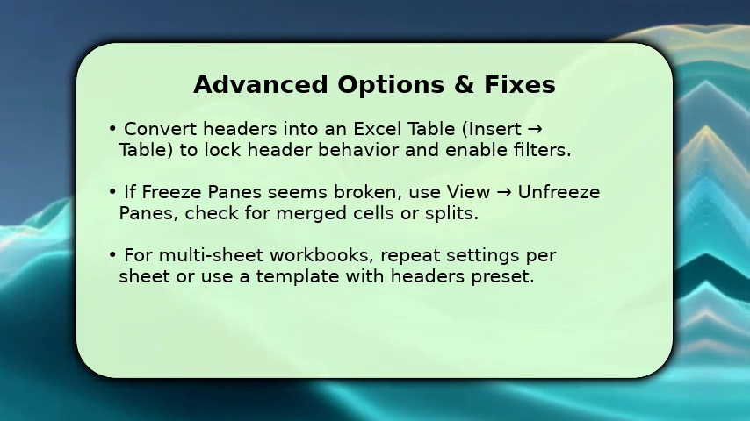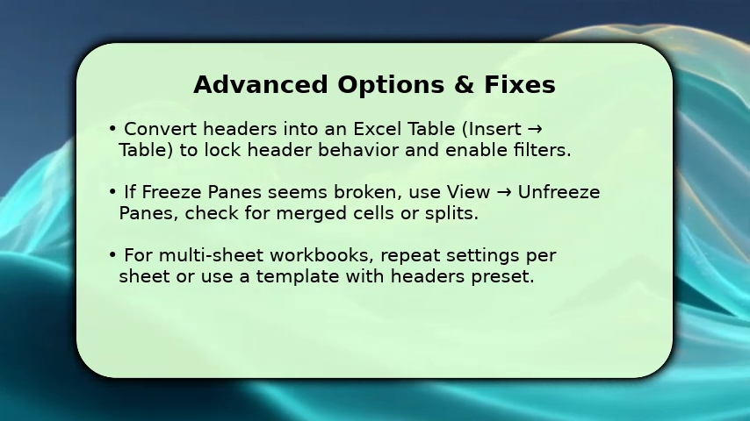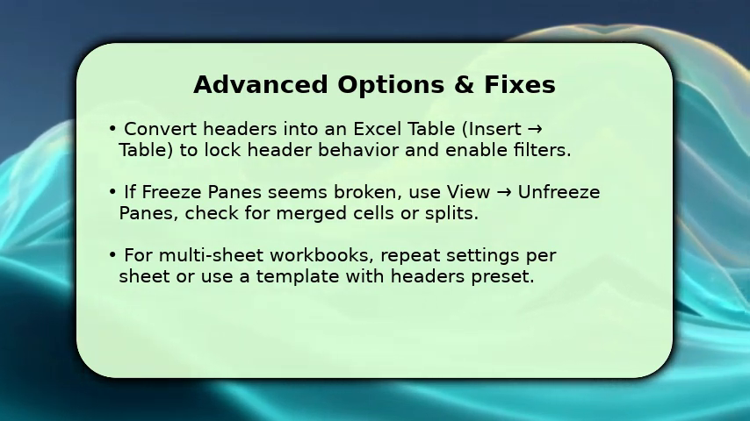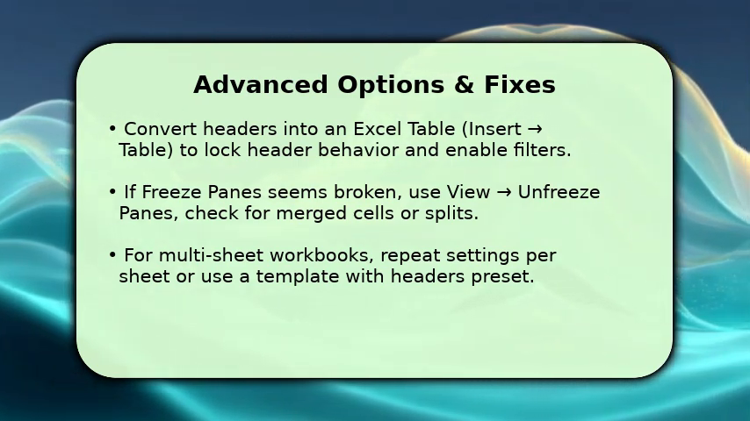If Freeze Panes doesn't work, immediately unfreeze, remove splits, and check for merged cells in the top rows. Those often prevent freezing. Once fixed, reapply Freeze Panes and verify printing titles.